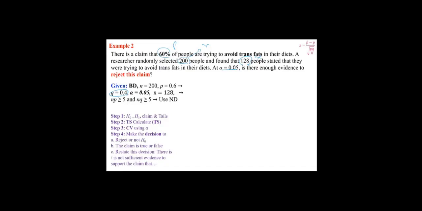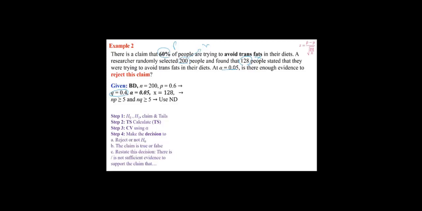NP and NQ, the products I didn't calculate, are larger than 5. Therefore, we can use the normal distribution. So let's discuss the first step. The first step says H0 and H1. Notice H0, H1, claim, tails, all of the above you have to write.